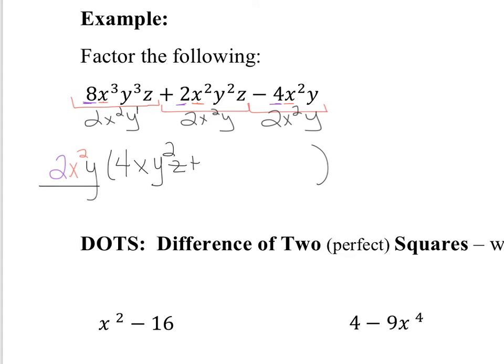Next, we have 2x squared y squared z divided by this. So 2 divided by 2 is 1. You can either write the 1 or leave it off. It doesn't matter. X squared and x squared, that's exactly the same, so those are gone. Then this is y squared divided by y to the first. So that's 2 minus 1, or just y. And z doesn't have a pal to subtract, so it stays z. I just put my line through my z.